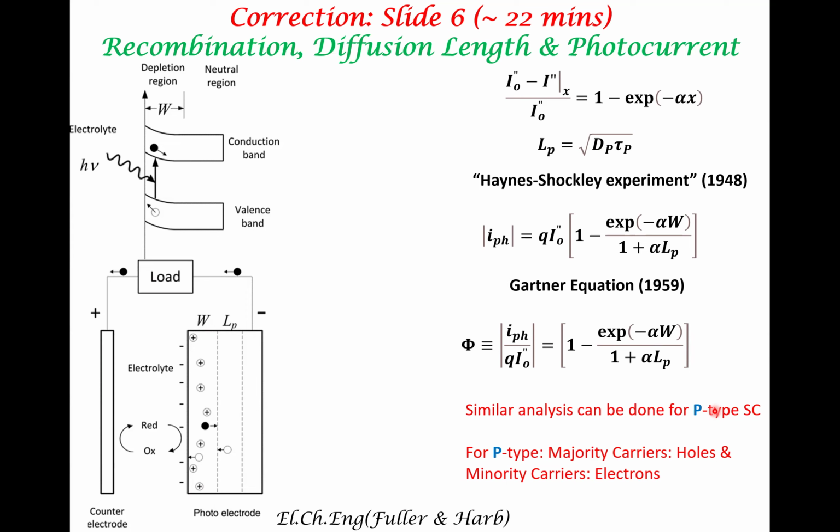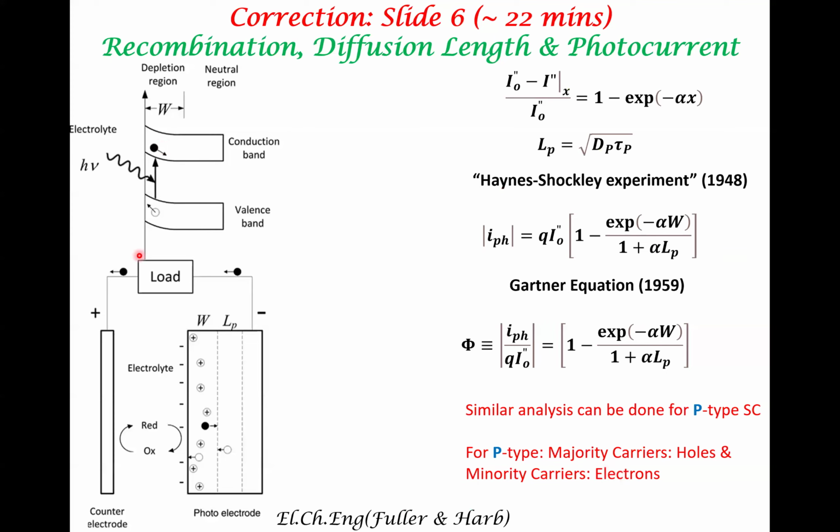So please correct that, note that. It should be for a P-type semiconductor. In contrast to this analysis, for a P-type semiconductor, the majority carriers are holes and the minority carriers are electrons. So in this context, the photocurrent in a p-type semiconductor is provided by the electrons.